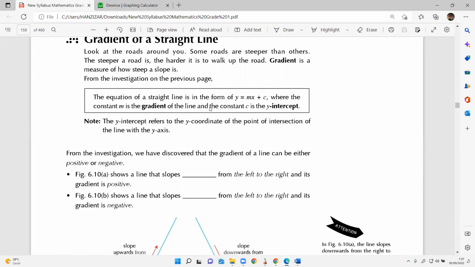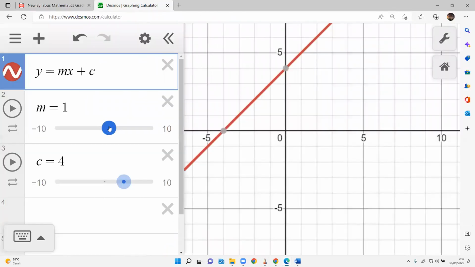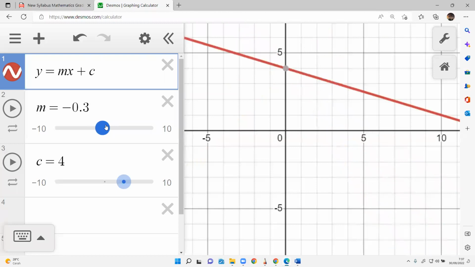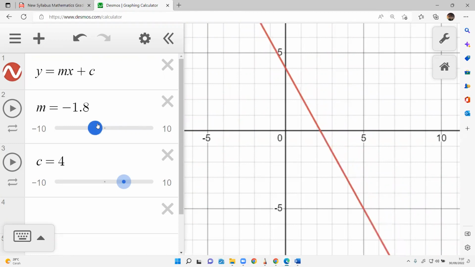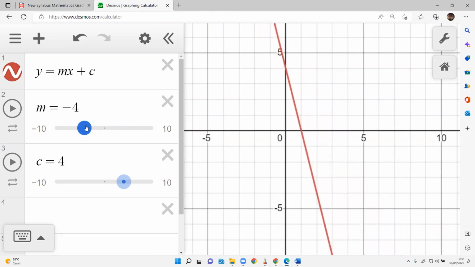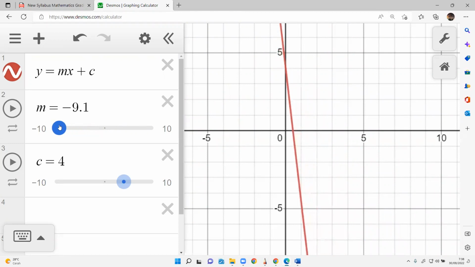So the equation of a straight line is in the form of y equals mx plus c, where the constant m is the gradient of the line, and the constant c is the y-intercept. Okay, I'll show you one more time. The y-intercept is here. So I have y equals mx plus c. What is m? Gradient, right? The slackness. If I change the gradient to the negative part, it will be going down right. Further away, it will be getting steeper and steeper. Makin tajam dia beloknya. Okay?